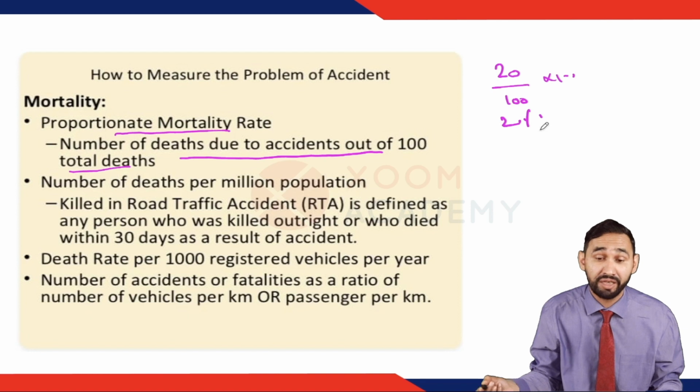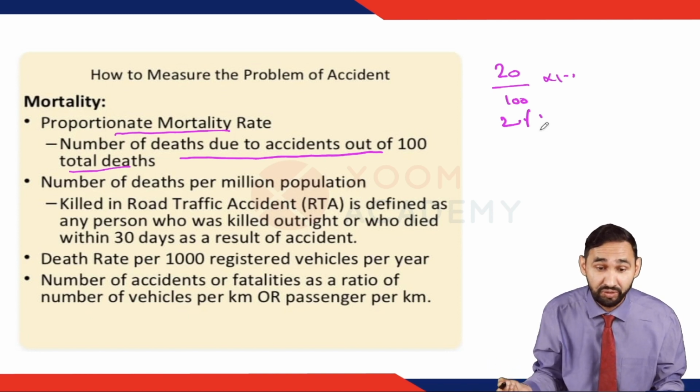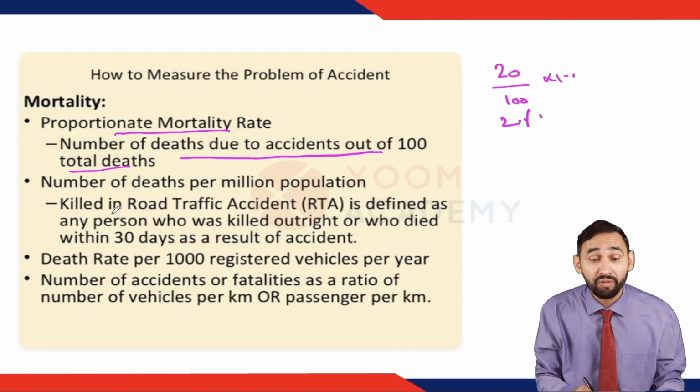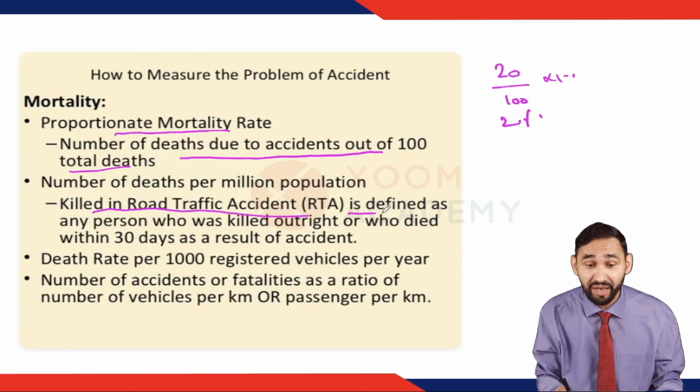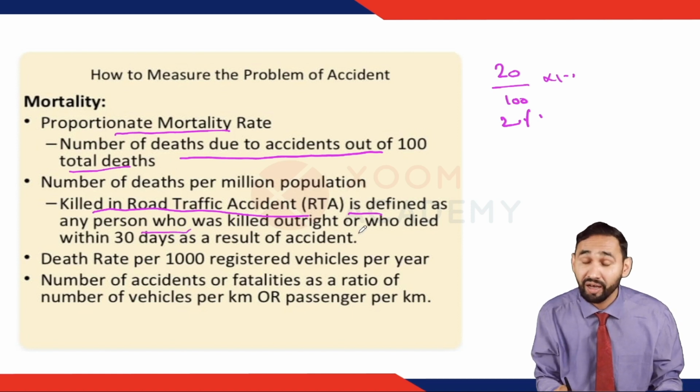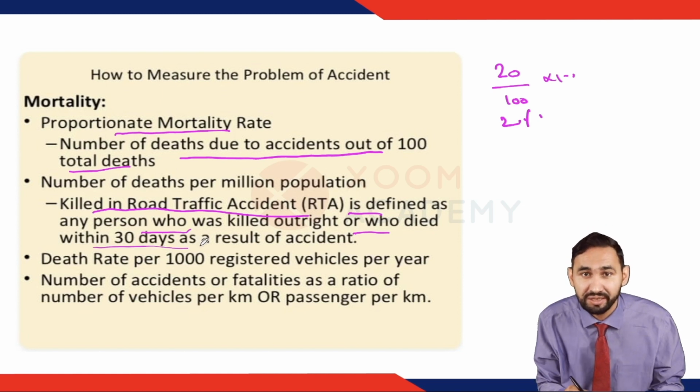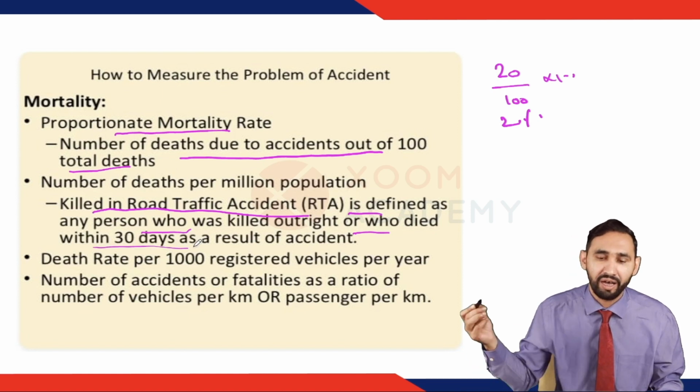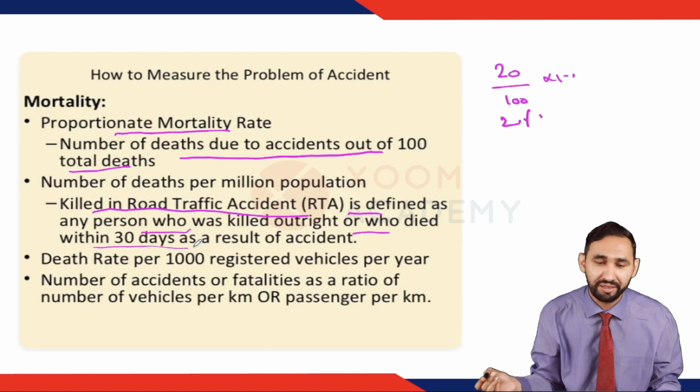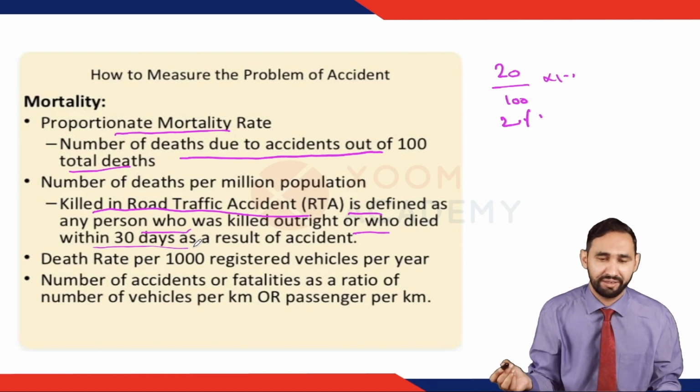It can be the number of deaths per million population. How many people are dying from 1 million population due to accidents? People who are killed in road traffic accidents are defined as any person who was killed outright, at the spot, or who died within 30 days. So the duration is 30 days. The person may die on the spot, or he may die within 30 days. This is called death due to accident.